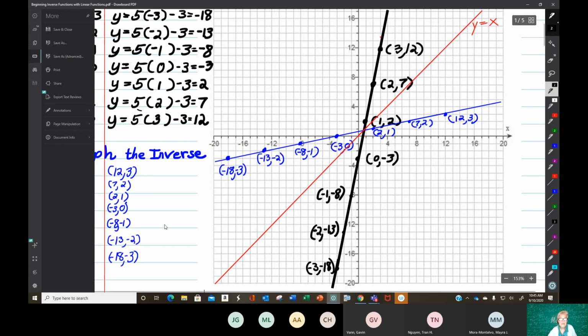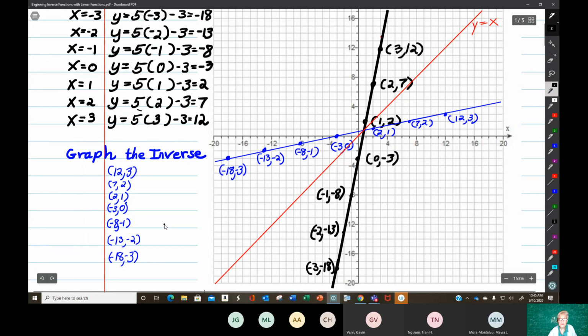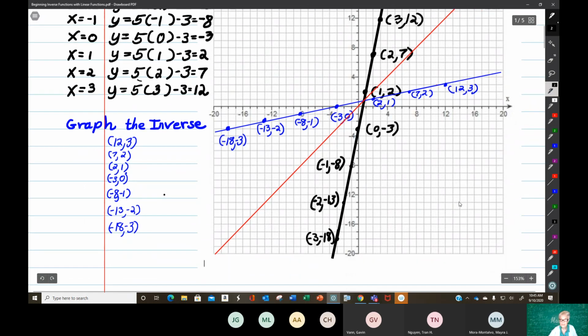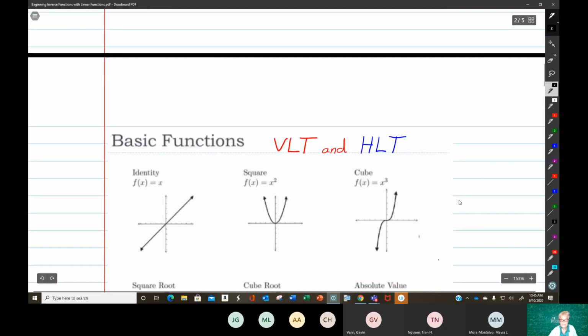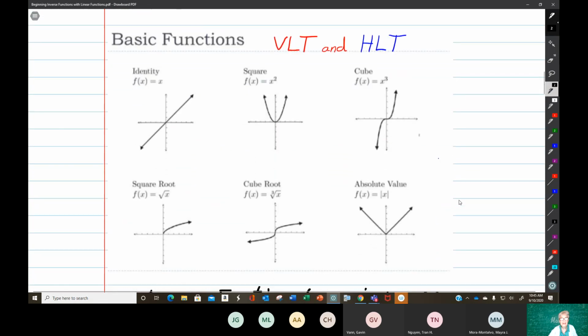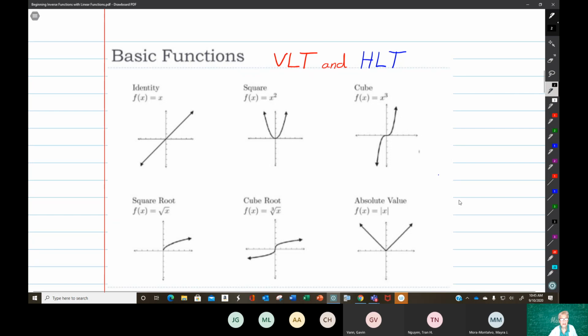There are all sorts of these interesting little facts about inverses. Okay, let's get more into it. How do you know a graph is the graph of a function? Well, you use the vertical line test, and I'm going to do that right now.